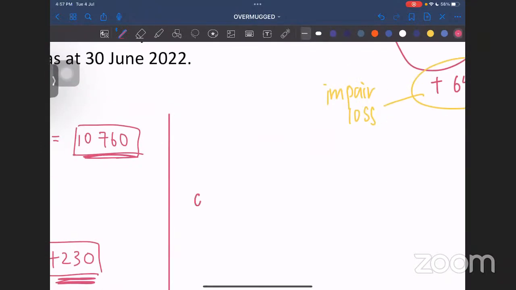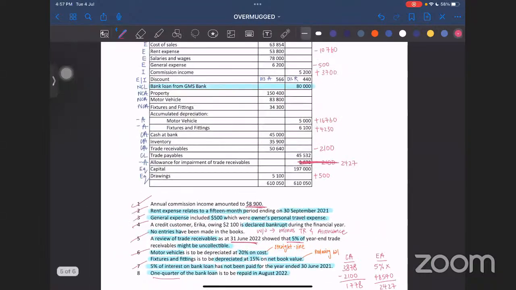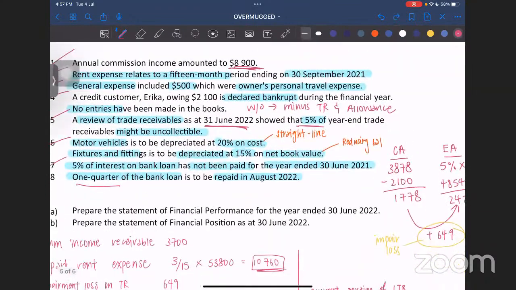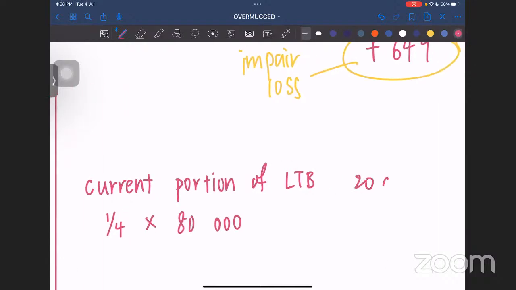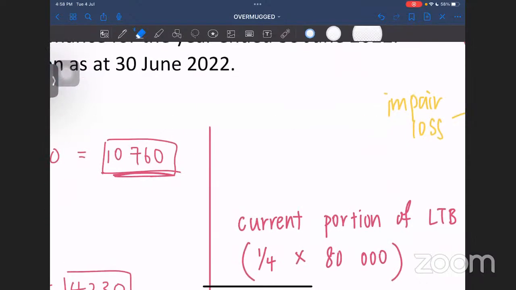Okay, so it will be called current portion of long-term borrowing. One quarter I'm going to pay next year. I know that my total loan is 80,000, right? So next year I'm going to pay one quarter of it, which is 1/4 multiplied by 80,000. That will give you 20,000. Okay, 20,000. This is a current liability.